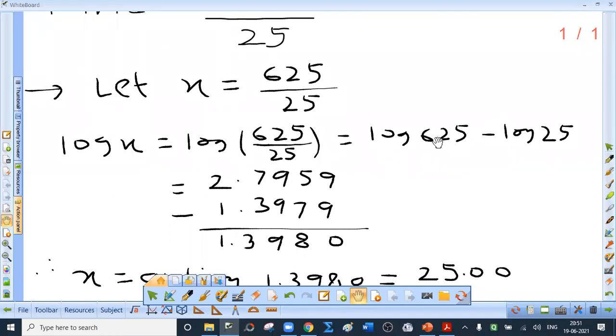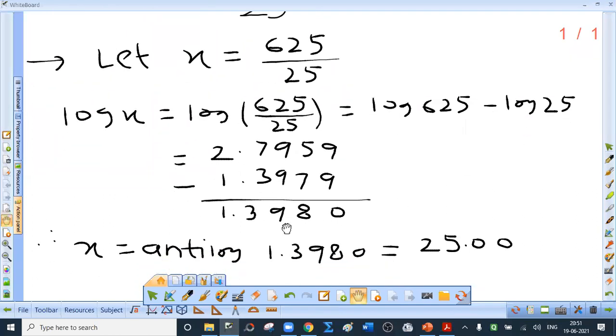Point, fractional part. Find the number which is in row 62 and column 5, 0.7959. Less, log 25, 2-digit number, carries 1 point. Find the number which is in row 25 and column 0. It is 0.3979. Subtract. So 1.3980. This is log x.